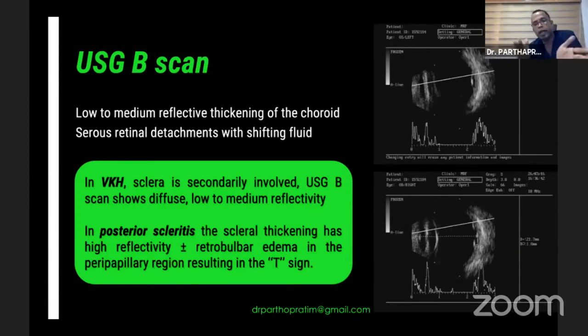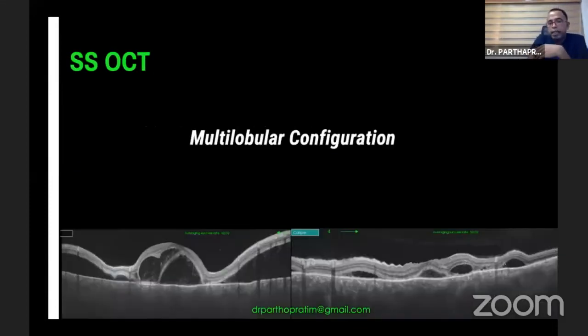When you compare both the entities, the posterior scleritis has significantly higher reflectivity of the sclera, and sometimes you can see the retrobulbar edema, which causes the T sign. Now, if you look into this patient's SS-OCT, you can see that it has a multilobular configuration.